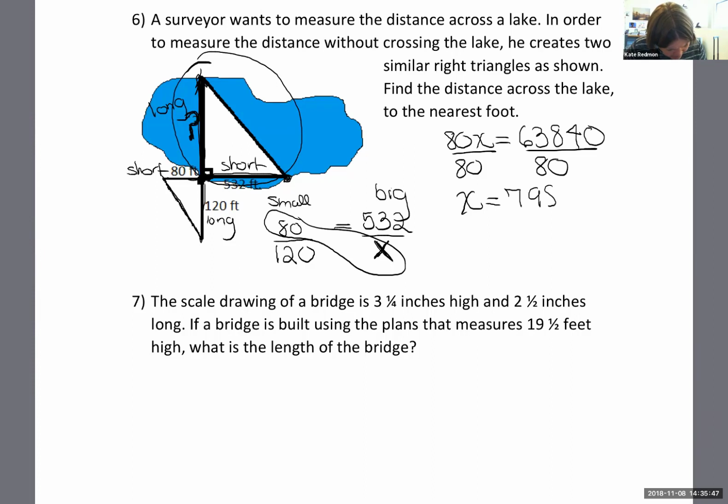And once again, you should do a visual check. Does it look like that number makes sense? In case I had set up my proportion wrong, I was expecting that thing to be longer. And did it really end up longer than the other side? It sure did. So I'm probably safe. I have 798 feet across that lake.